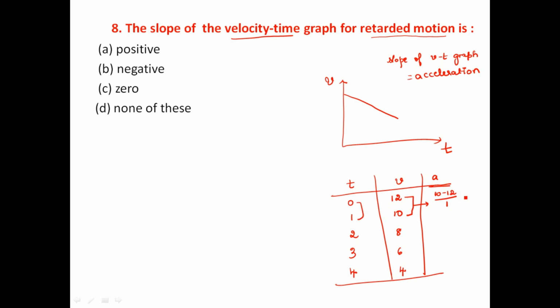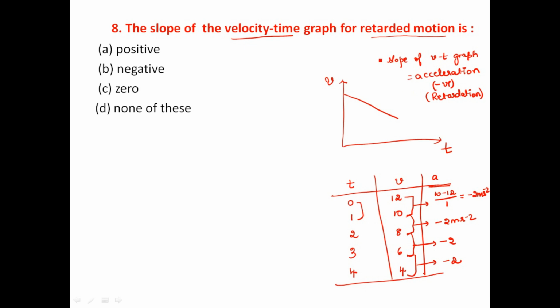Time is 1 second, and it is minus 12 meter per second square. And here also, for these two values of velocity, acceleration is minus 2 meter per second square, and for these two also acceleration is minus 2, and here also acceleration is minus 2. What we have observed, acceleration is being negative. If acceleration is negative, it is clearly understood the body is about to stop, it is under retardation, right? The body is under retarded motion.